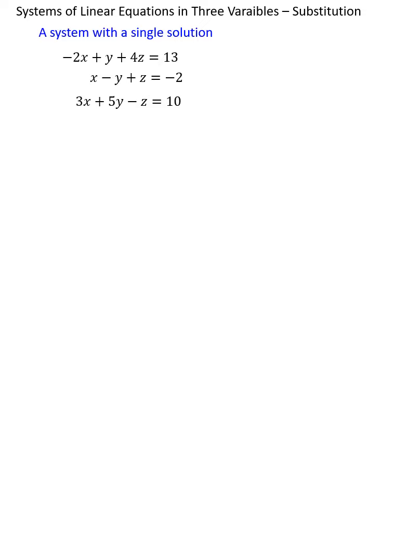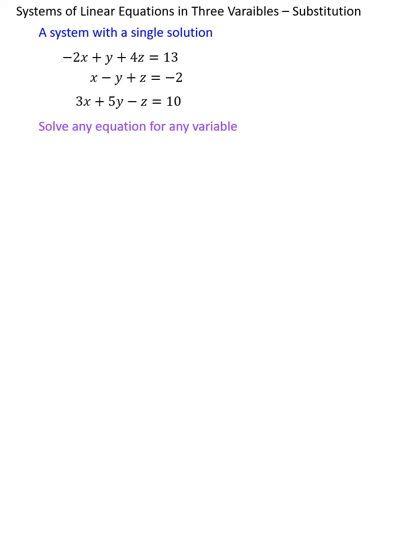Okay, so how do we go about finding this solution? Well, remember what we're looking for. We're looking for values of x, y, and z, a single ordered triple that will satisfy all 3 equations. One technique of finding that is called substitution. In substitution, you solve any equation for any variable. Now, what do I mean by that?